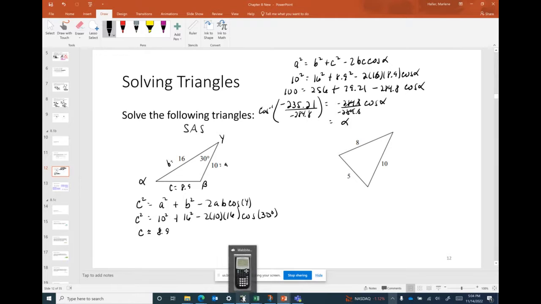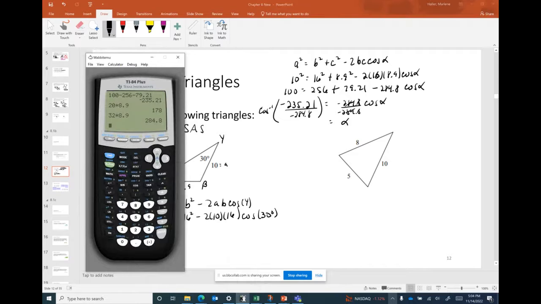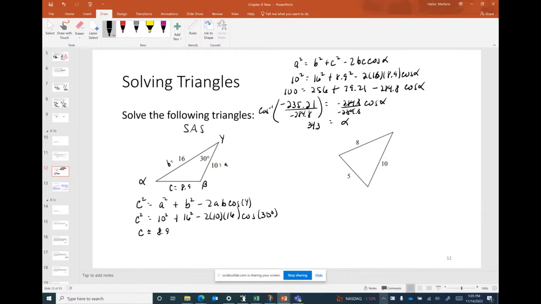Okay, so now let's see what alpha is. It's going to be the inverse cosine of 235.21 divided by 284.8. There it is, 34.3 degrees. So that's our alpha. Now all we need left is to find beta.